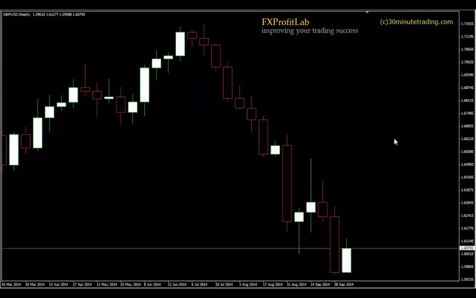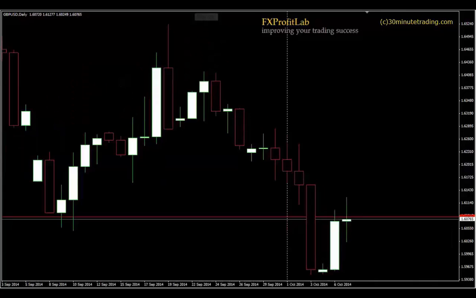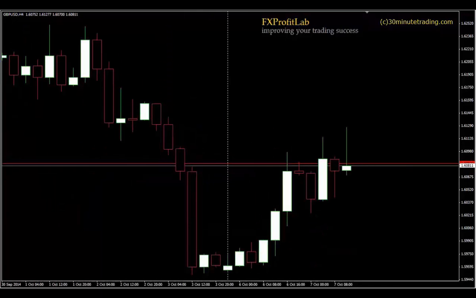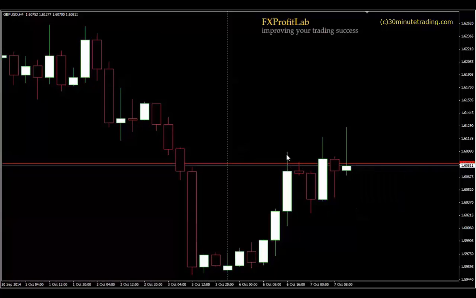Well, another way of looking at it is to look at the daily candles. And the daily candles are showing down, and up here, and then down, and then are we going back up again? Well, maybe. So then we have to look at something closer still, and we go into 4-hour candles, and we can see we're going sideways, down, sideways, up, sideways. Now what?